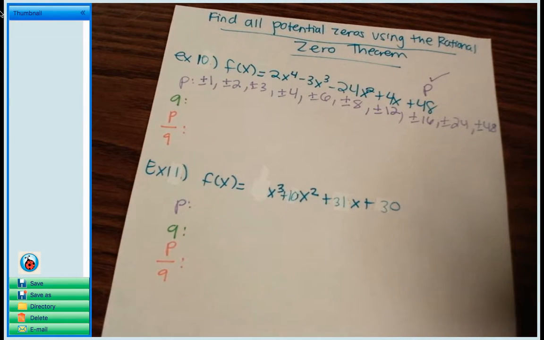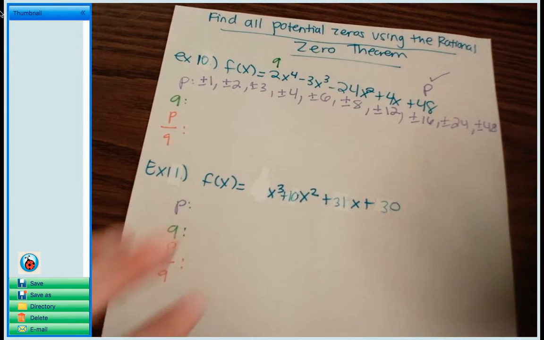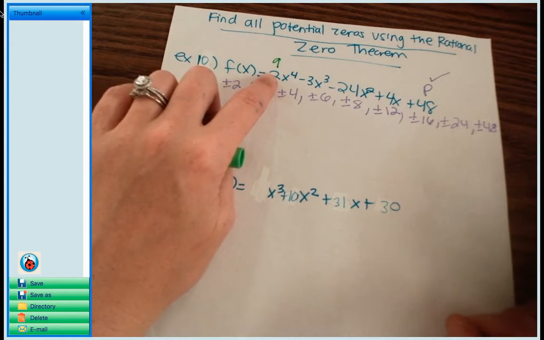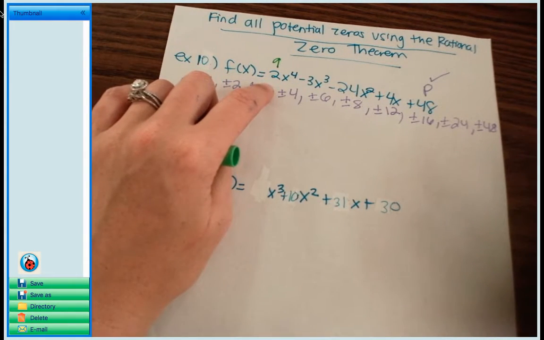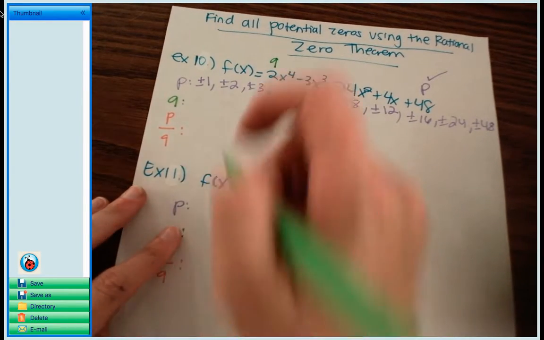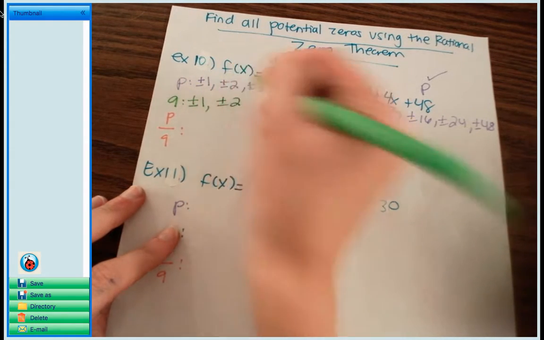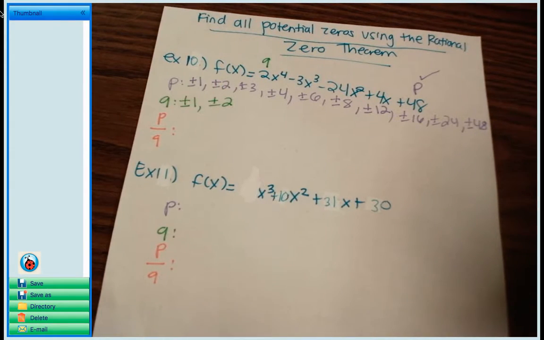Alright, guys, now where the Q's come from, the Q's are going to be all the factors of the coefficient of the first term. So the coefficient of the first term, the number in front of the x to the fourth, is a 2. So I'm going to write everything that goes into it. So 1 will go into 2, and 2 will go into 2. Holy hot dog, you guys.